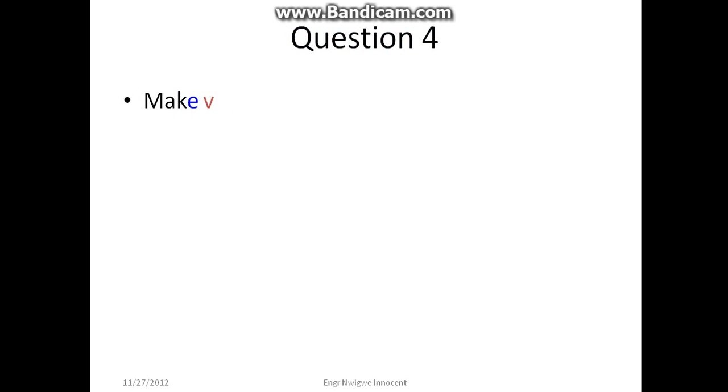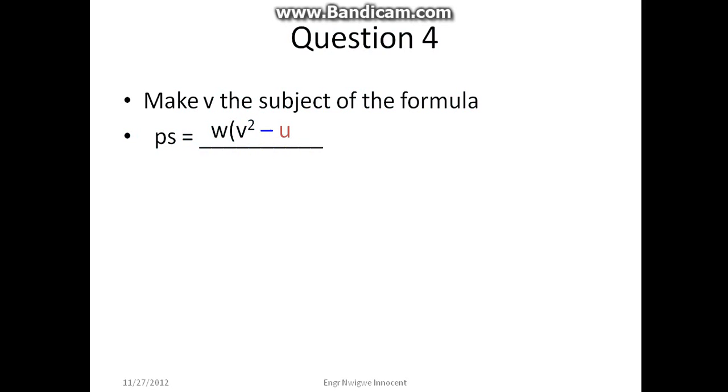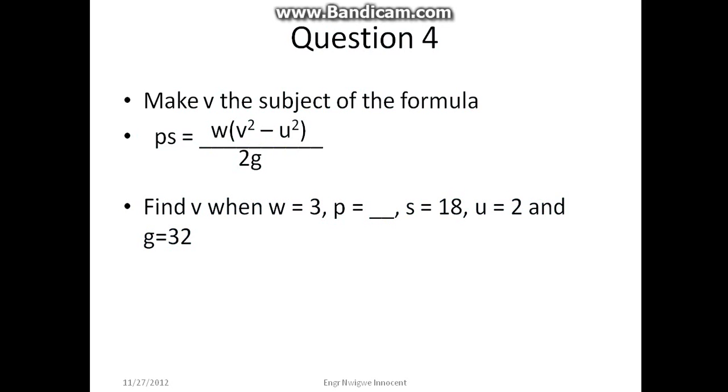Question 4. Make V the subject of the formula PS is equal to W in bracket V squared minus U squared close bracket all over 2G. Find V when W is equal to 3, P is equal to 1 over 4, S is equal to 18, U equals 2, and G equals 32.